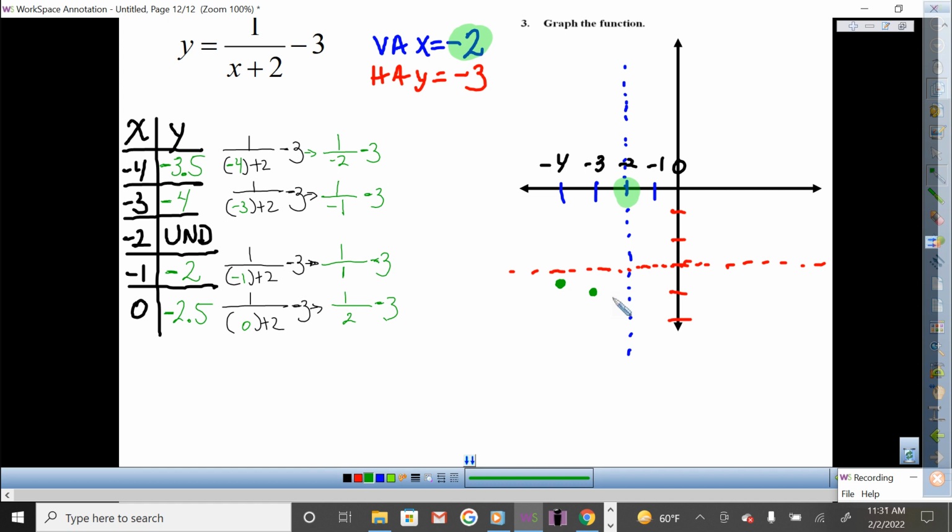All right. So notice that after that is undefined, so that means the asymptote's next. So you connect these two from left to right, get them as close as you can to the asymptotes and curve it, and then arrows at the end.